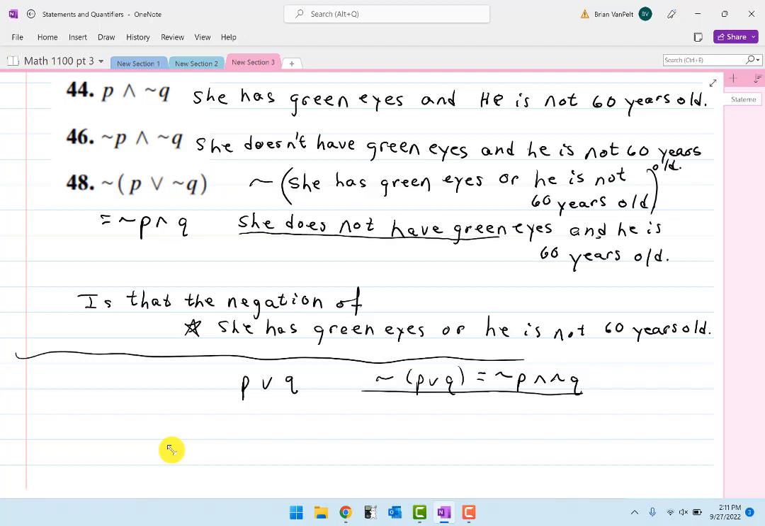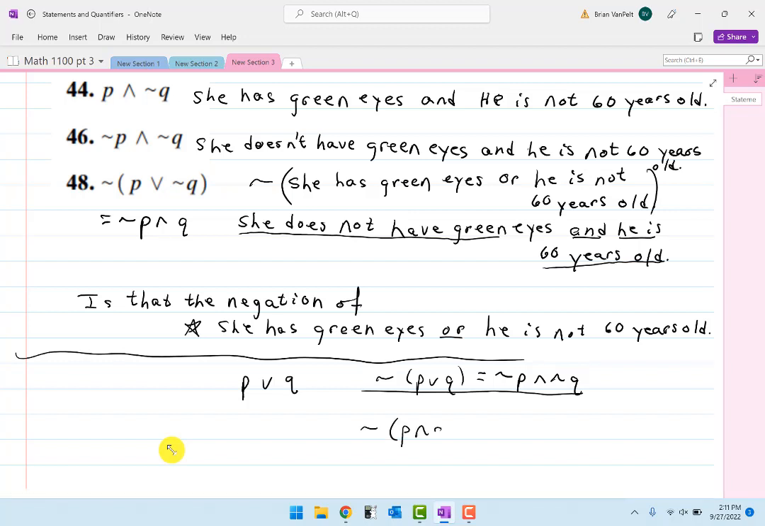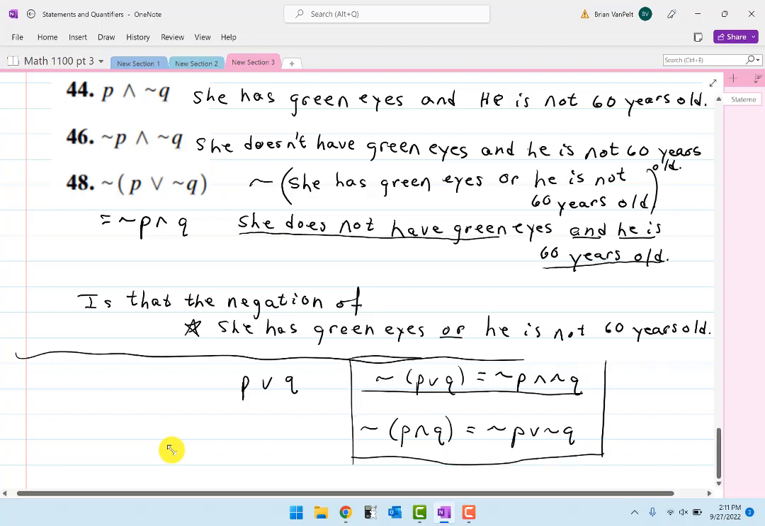And there's that part. See how it changed to an and? He is not 60 years old. The negation of that is he is 60 years old. And we also have another one. If I should do this, this is going to be squiggle P, V, squiggle Q. So these two rules are very useful in this type of logic, which is referred to as symbolic logic.